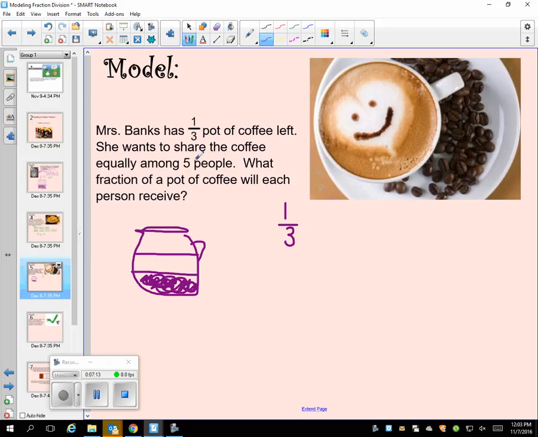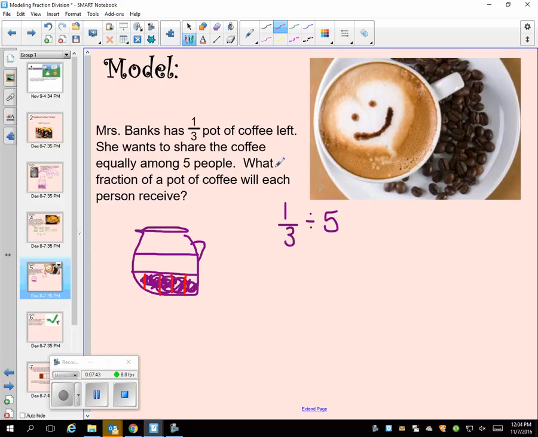And it says that she wants to share that with 5 people. So that means she's taking this third and dividing it into 5 groups, 5 cups for 5 different people. So my equation is 1/3 divided by 5. This is all she has, the 1/3, and I need to divide that into 5 pieces. 1, 2, 3, 4, 5.